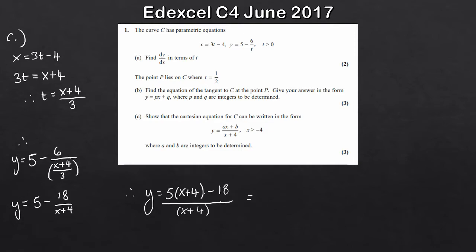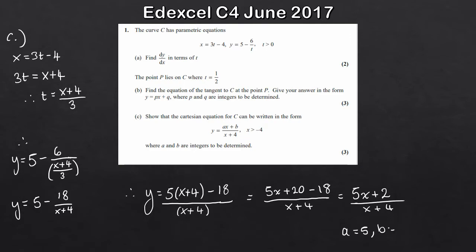Okay. Expand this part here in the numerator. So 5 times x, 5x plus 20, 5 times 4. We subtract the 18, and this is all over x plus 4 still. And then if we simplify the numerator, that just gives us 5x plus 2 all over x plus 4 there. Okay. So in that case, a is 5, and our b is 2. Okay, exactly as we need there.